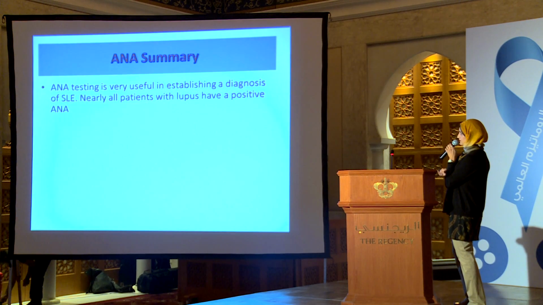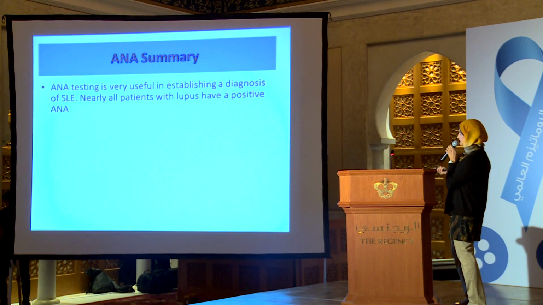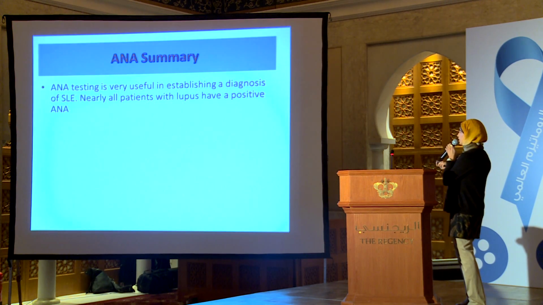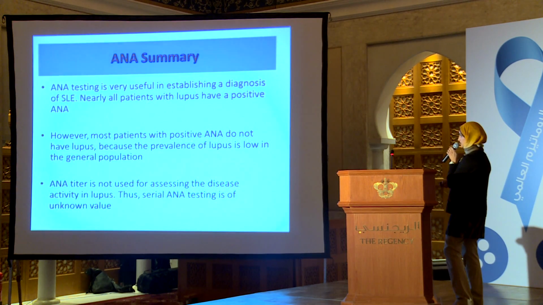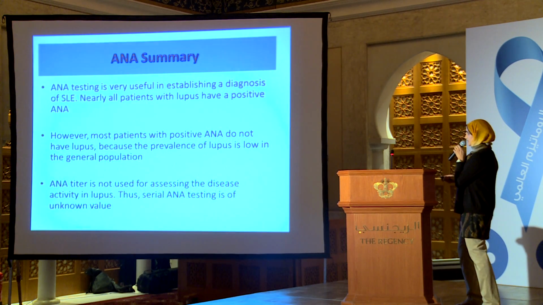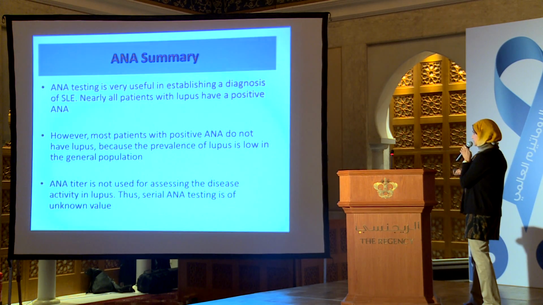So, ANA summary: ANA testing is very useful in establishing the diagnosis of lupus. Nearly all patients with lupus have it positive. However, most patients with a positive ANA do not have lupus because the prevalence of lupus is low in the general population. And the ANA titer, as I mentioned earlier, is not used for assessing the disease activity in lupus.